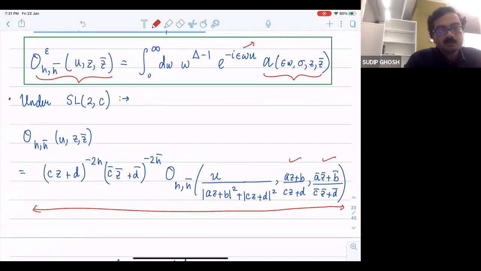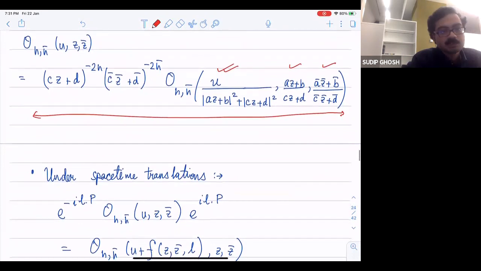That is familiar from before, because that is just the standard action of the SL2C group on z, z bar. But now you have this u parameter as well, and what you can show is that the change in u takes the following form: u changes as u divided by |az plus b| squared plus |cz plus d| squared. This is also very easy to check. It's actually just two lines of algebra, and you can convince yourself of this.